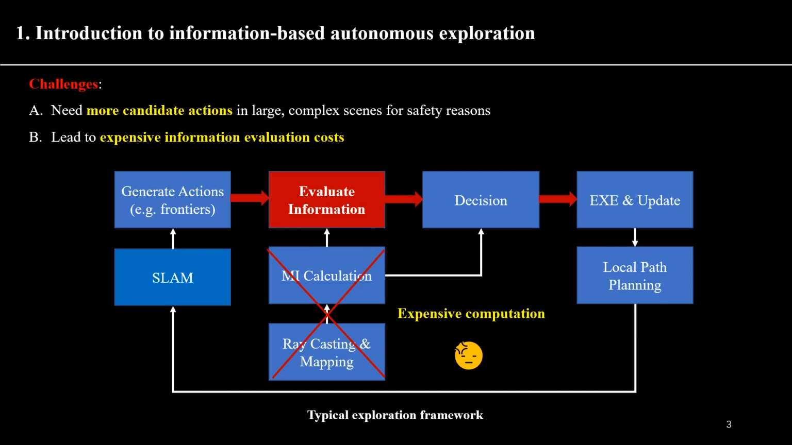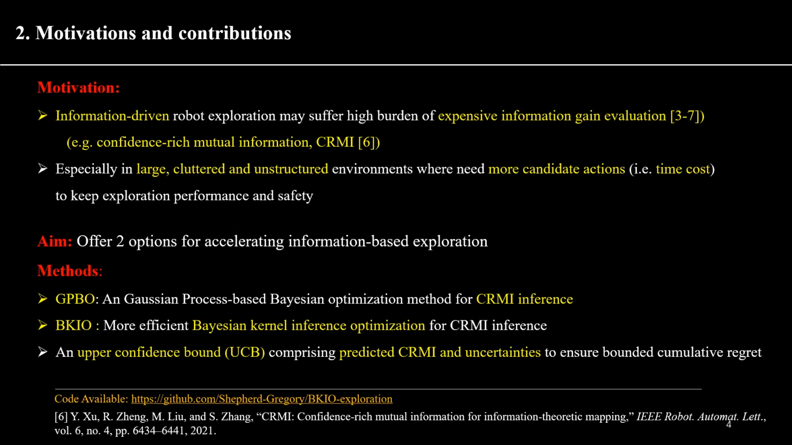So here, in this paper, we aim to offer two options for accelerating information-based exploration. The first one is called GPBO, a Gaussian process-based Bayesian optimization method for inferring the mutual information of querying actions, where confidence-rich mutual information, shorted as CRMI, is the information metric we use in this paper. However, GP-based inference is more computationally expensive in large scenes. So we propose the second one, BKIO, a more efficient method based on Bayesian kernel inference and Bayesian optimization. We also deploy an upper confidence bound, UCB, comprising predicted CRMI and uncertainties to ensure bounded cumulative regret. Our example code is available on GitHub.